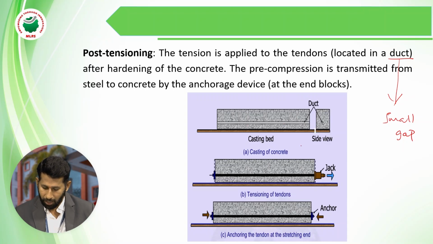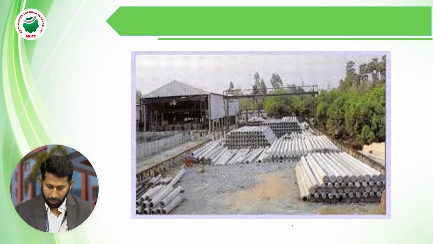This is done after the casting of concrete, tensioning the tendon. One end has the jack, the other end is the anchor. The tendon is anchored at the stretching end. These are the manufacturing units of post-tensioning. See the diagram. These are long span bridges, piles, etc., examples of post-tensioned members.